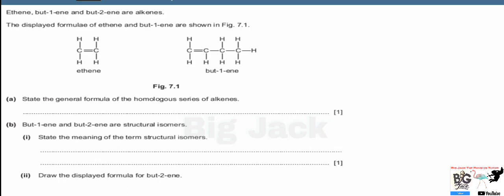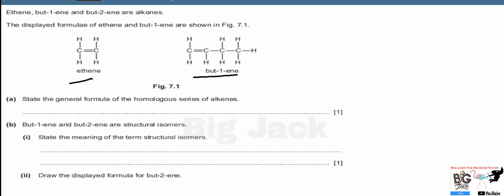So the question is saying ethene, but-1-ene and but-2-ene are alkenes. Alkenes refer to unsaturated hydrocarbons. The reason why they are called unsaturated hydrocarbons is because they have a double bond between carbon atoms. The displayed formulae of ethene and but-1-ene are shown in figure 7.1. We have the first one, which is ethene, and this one is butene or but-1-ene.